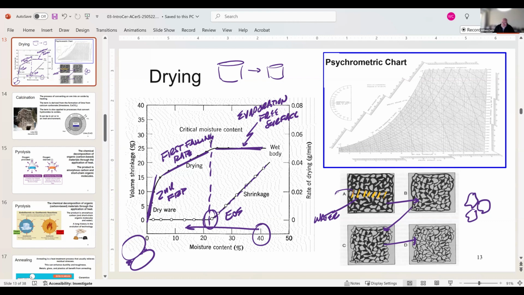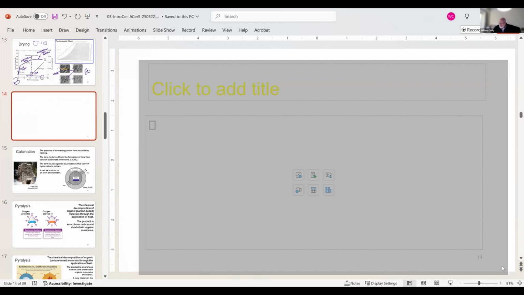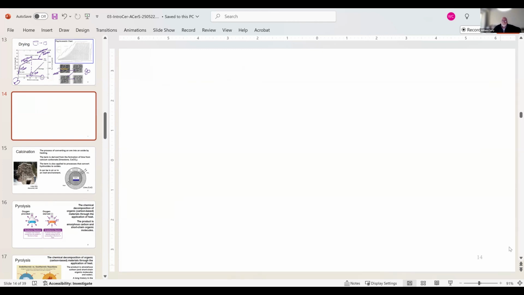So this is the general mechanics of drying. There is one other thing that occurs in here, and before I do that, let me take a look in the chat. Let me figure out how to do that.